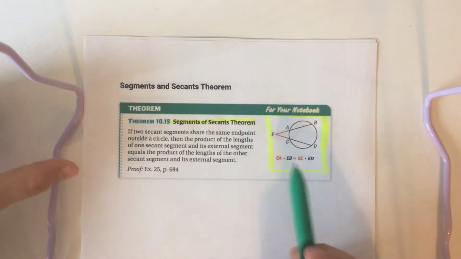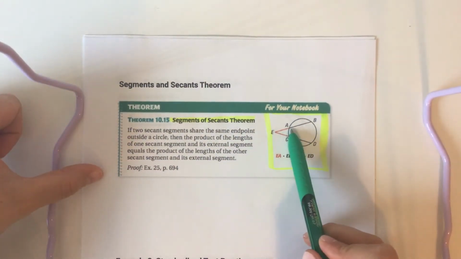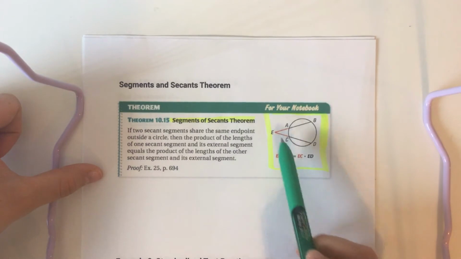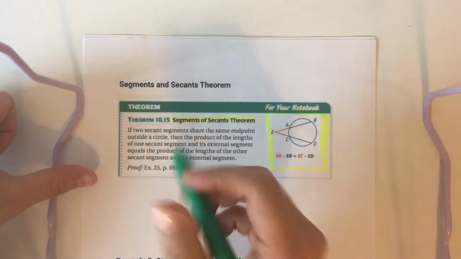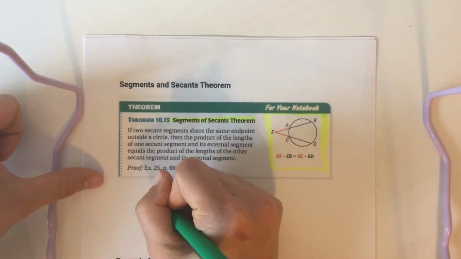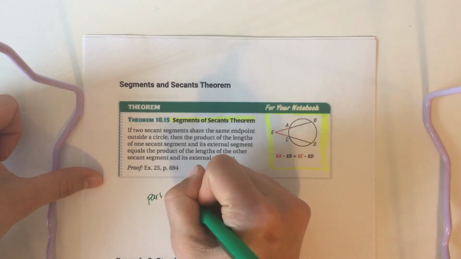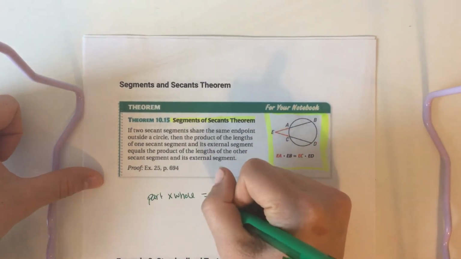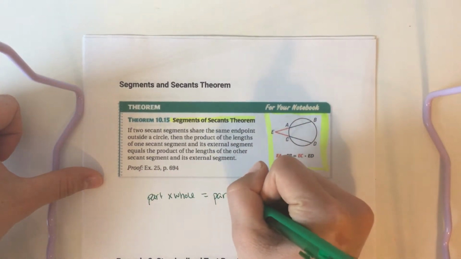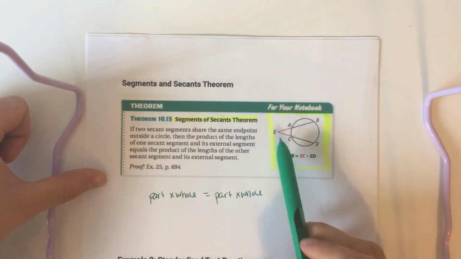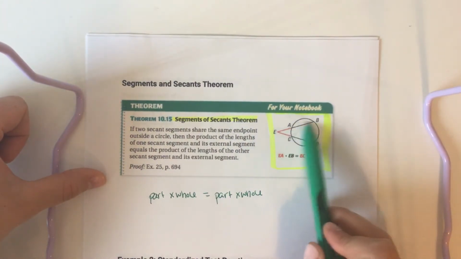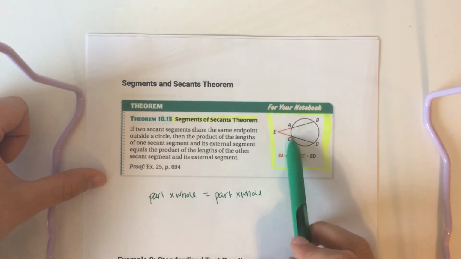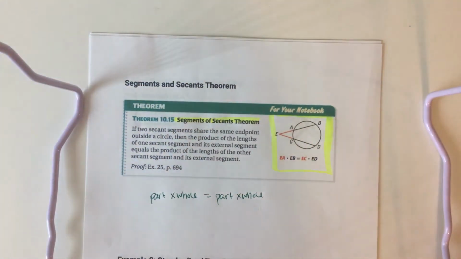And basically looking at this, it says EA times EB equals EC times ED. So we could think of it as the part times the whole equals the part times the whole. The part outside times the whole thing equals the part outside times the whole thing. And that's kind of how we're going to piece together our examples.